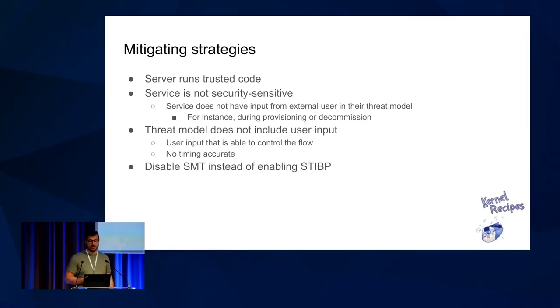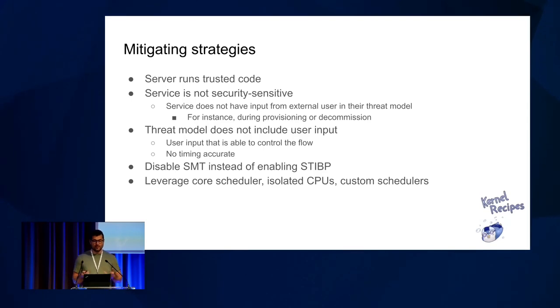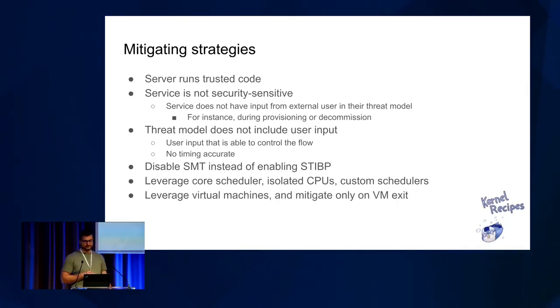Or for instance, STIBP is a very expensive mitigation. So if you disable SMT, you probably don't need that as well, because that attack mode doesn't apply to you. For instance, you can leverage core scheduling or isolated CPUs or even a custom scheduler now with sched_ext to avoid paying the price, by changing a little bit how you do your workload and do not pay the penalty of these mitigations.